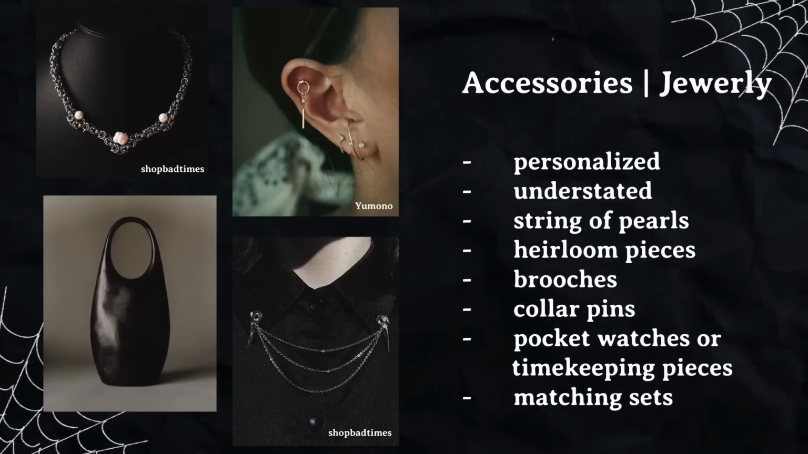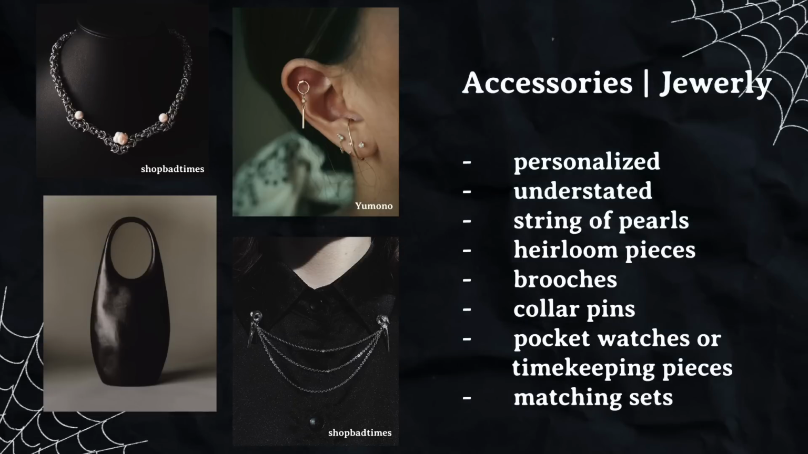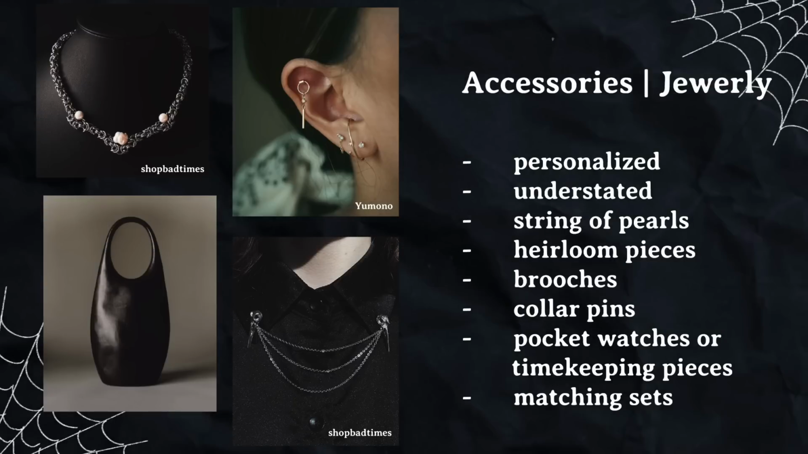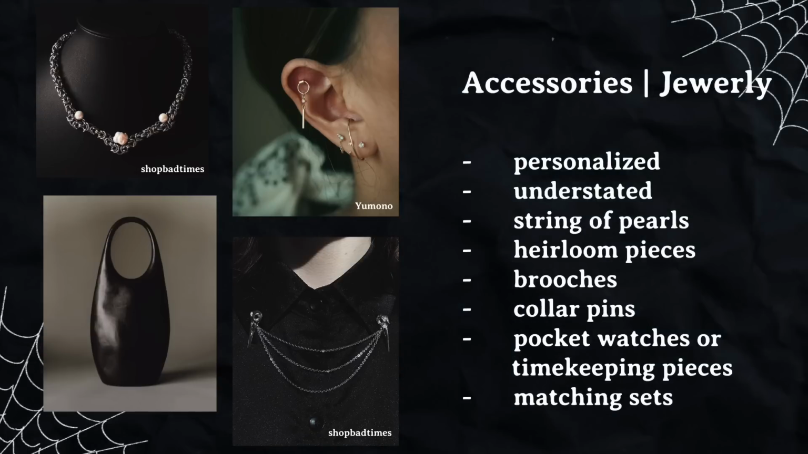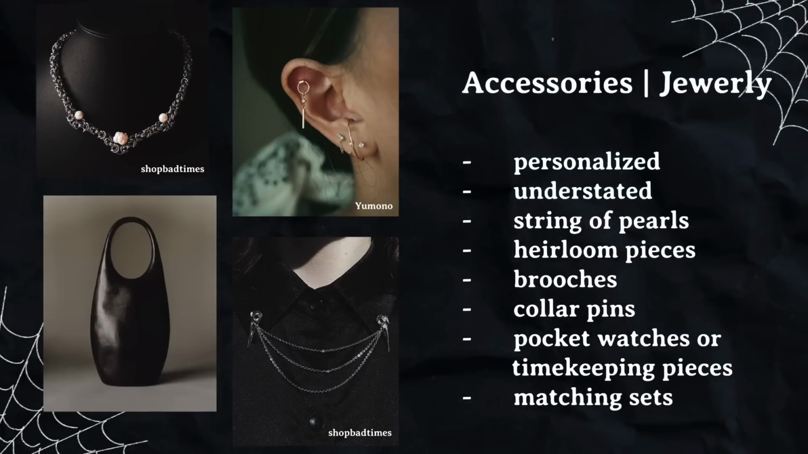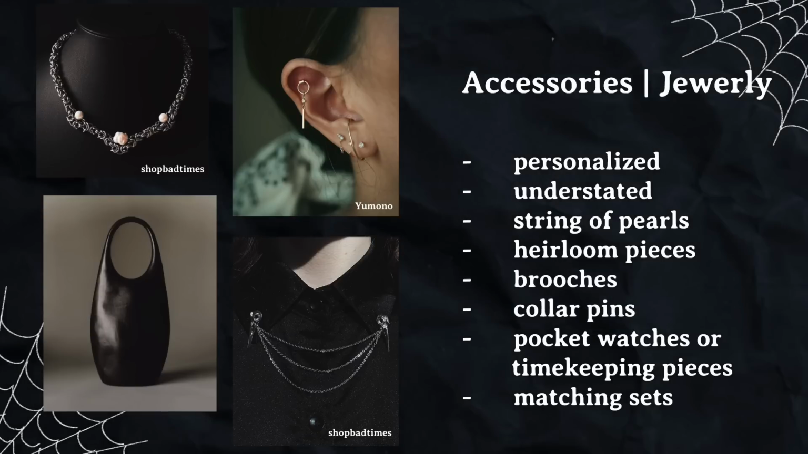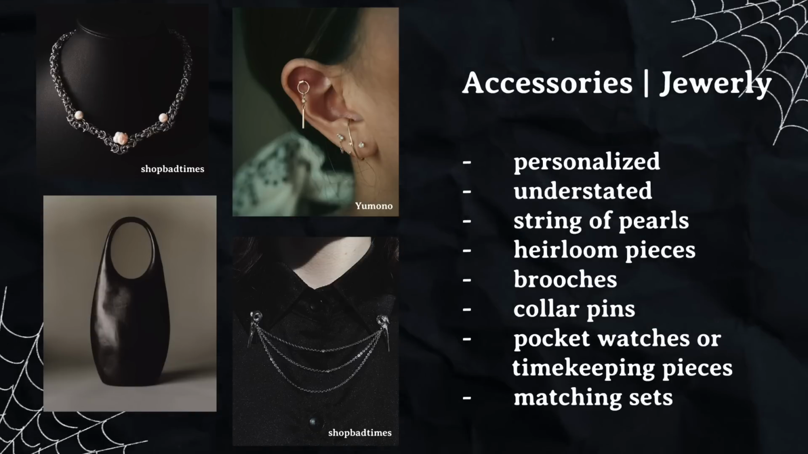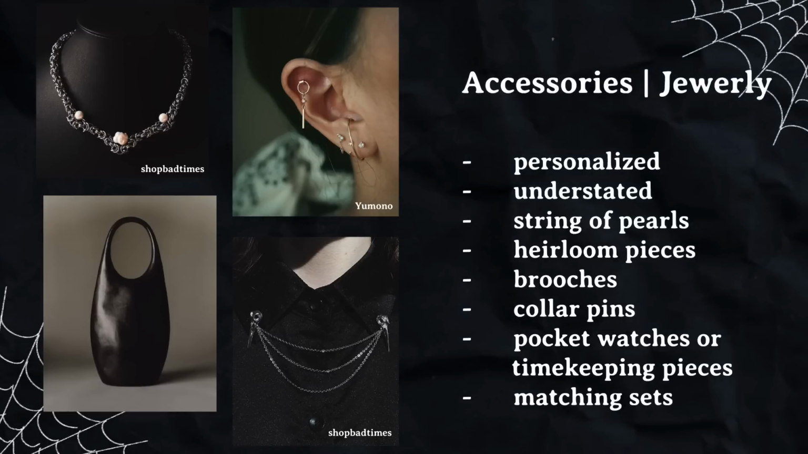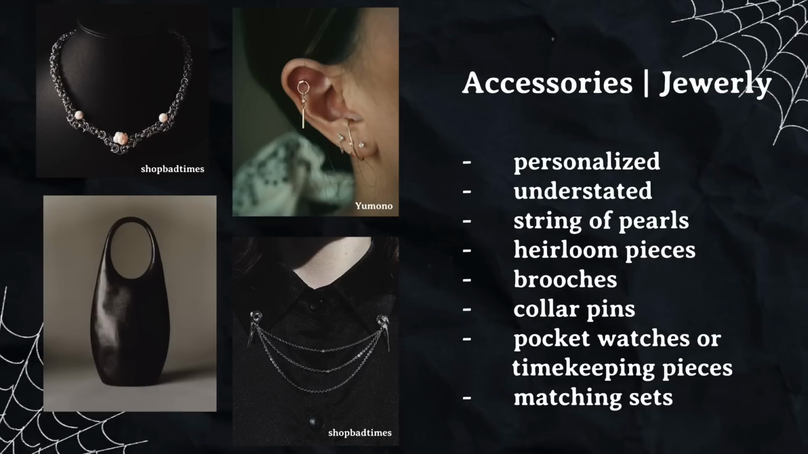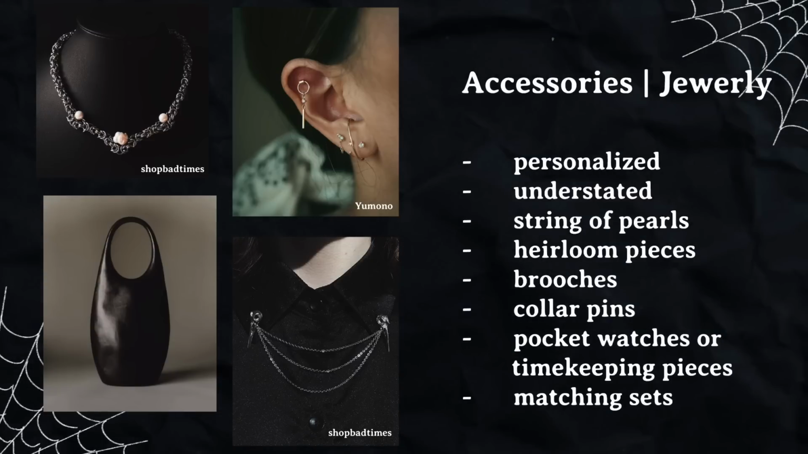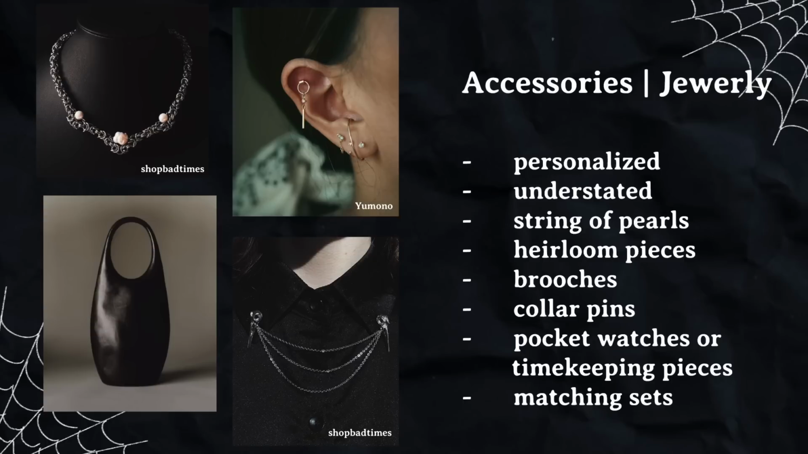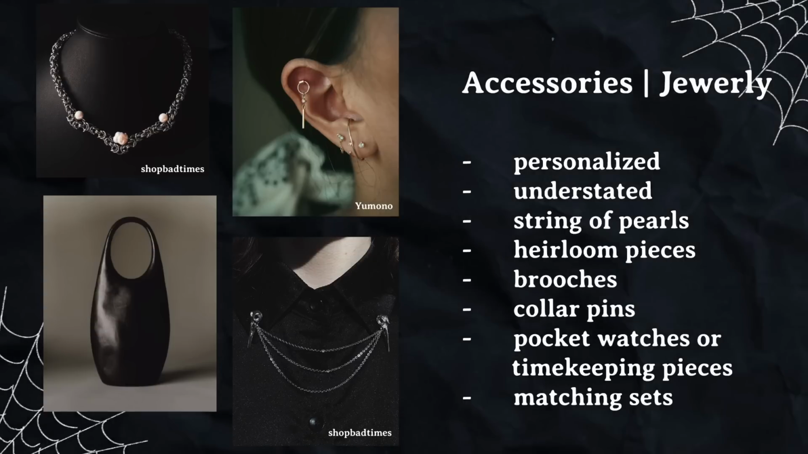I also think of heirloom pieces that are so evidently from your great-great-grandmother. I think of brooches. And when it comes to brooches, this is your time to shine. This is where you can get a bit more obvious with that dark aesthetic, whether it is a spider-shaped brooch or a brooch that is in the shape of a raven's skull. I think of collar pins. Shop Bad Times also has these skull-shaped pins that go on your collar, but you can also find a good variety as well on Etsy. I also think of pocket watches or timekeeping pieces.